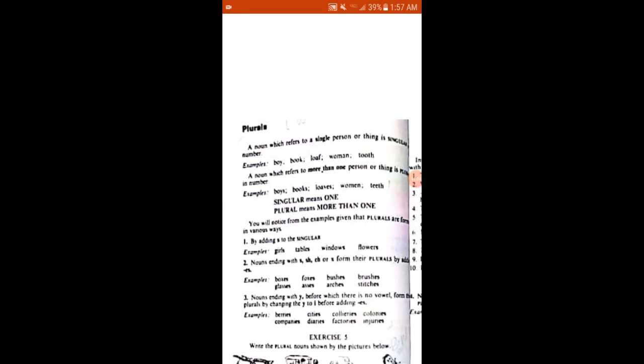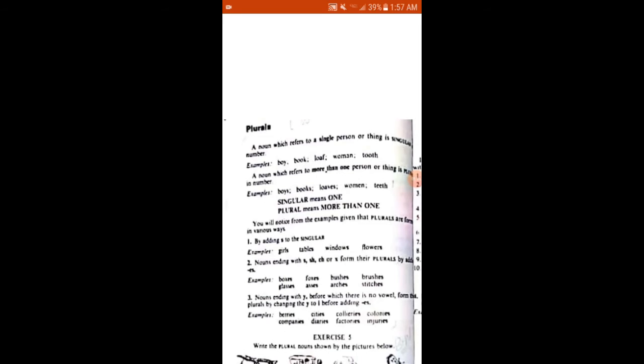So just have a look at the rules of forming plurals. Number 1, by adding s to the singular. For example, girl, add s and it will make the plural of girl, girls. Tables, windows, floors. We just add s after the word.